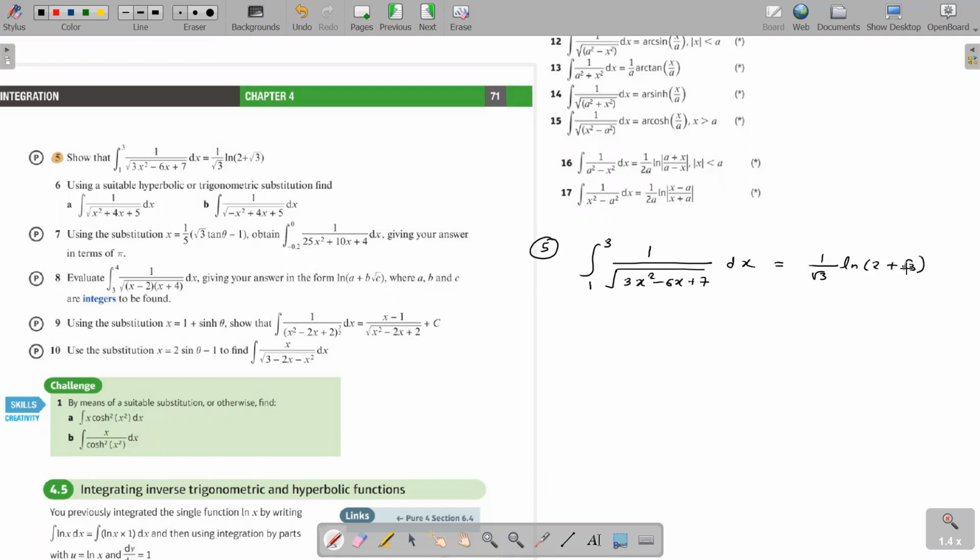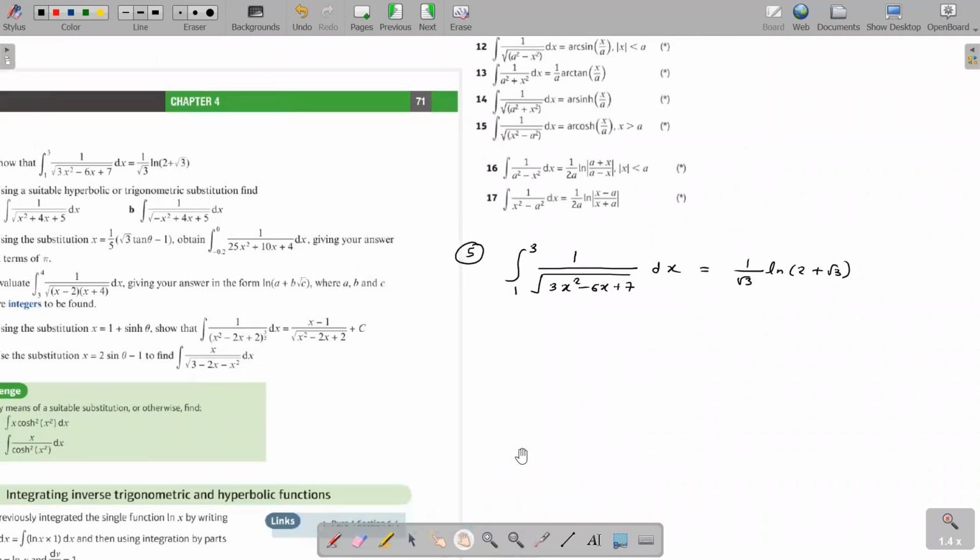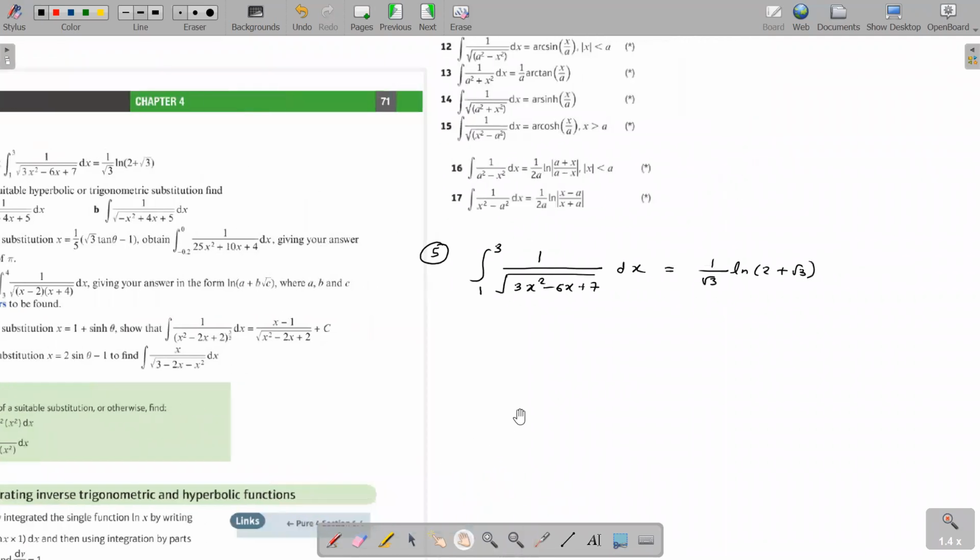Okay, before we even think of it, the first thing is what? We can't deal with the trinomial expression. We need to complete the square. So take it out first. 3x square minus 6x plus 7. How do we complete the square? First take the 3 out.